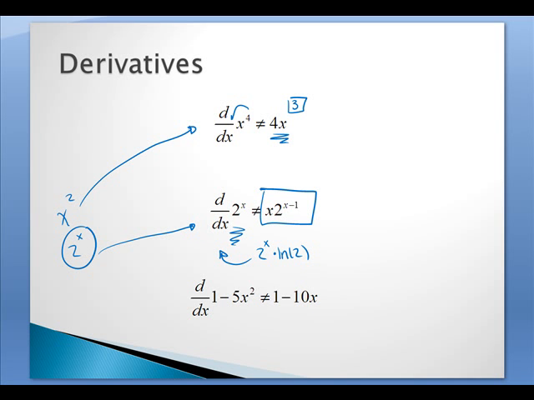Now for this next one, 1 minus 5x squared, if I were to take the derivative of that, a lot of students tend to forget the addition and subtraction rule for derivatives. You need to take the derivative of each term separately. And so they forget that the derivative of 1 is actually 0. So this is not true. This 1 here should be 0.